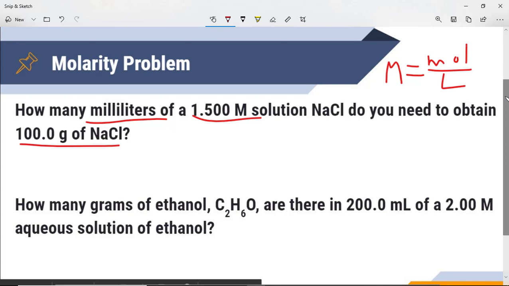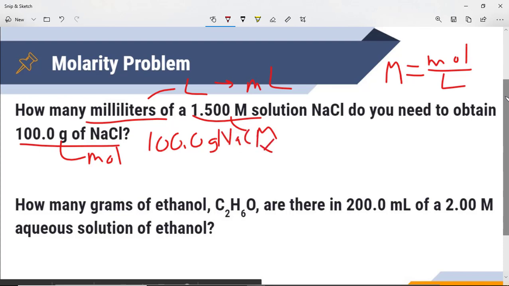So we're given our molarity, which is nice. The question's clearly asking for volume. It's asking for it in milliliters. And here we're given grams. So in order to be able to solve this, we're going to first have to convert grams to moles. Okay. And then plug into our equation, solve for liters, and then convert liters to milliliters. So let's get started. We have 100 grams of NaCl. And we're going to convert that to moles.